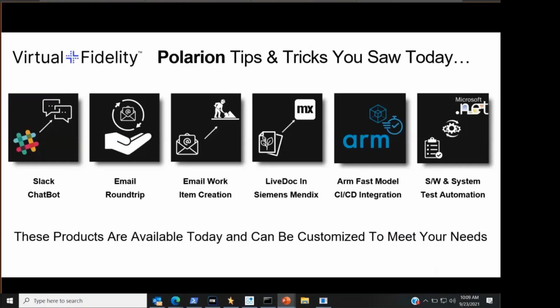So today we've shown you various tips and tricks that anybody could implement in Polarion. We've done it. You can do it as well. We showed the Slack chatbot. We went through the email round trip, creating a Polarion work item out of an email. We've shown you the live doc in Siemens Mendix environment, and we are enhancing that to include full edit in the live doc at any point. We also showed you ARM fast model, DevOps integration, and software and system test automation. So these products are all available today, and we can customize them to meet your needs if you have any interest in what we're doing, or we wish you the best of luck if you try and go out and create them on your own.